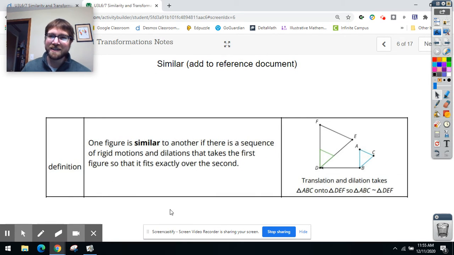Definition on page 6. One figure is similar to another if there is a sequence of rigid motions and dilations that takes the first figure so that it fits exactly over the second. Notice that that's close to our definition of congruence. If figures are congruent, then there's a sequence of rigid motions that takes one figure exactly over the second. But with similar figures, you also get to throw dilations into the mix because they can be getting bigger or smaller at a proportional rate. Okay.